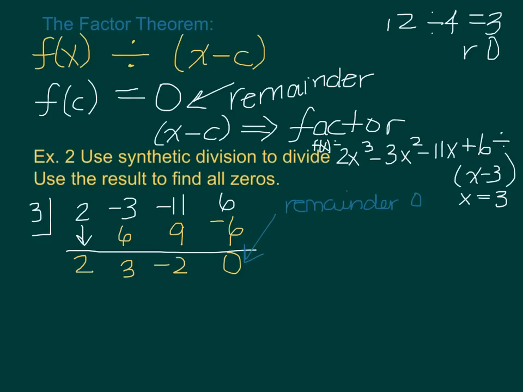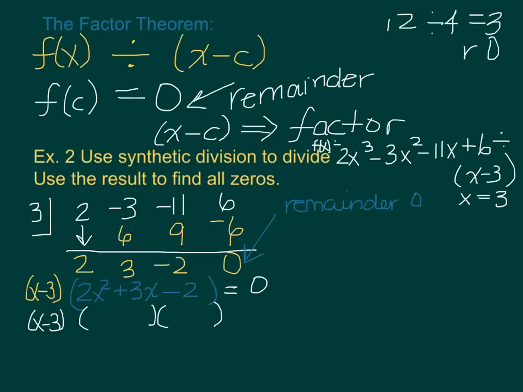So then you're going to take your coefficients and write it back. So this would be 2x squared, because remember we lose a degree, plus 3x minus 2. And we already had the x minus 3 from the beginning, because that's what they gave us. And all of that is going to equal 0. So what you're going to do is factor this part in blue.